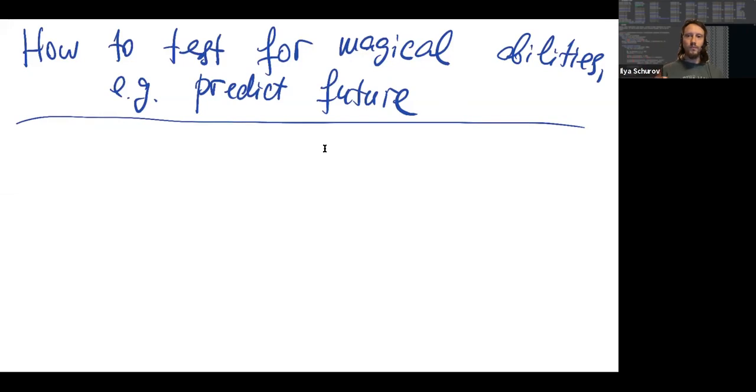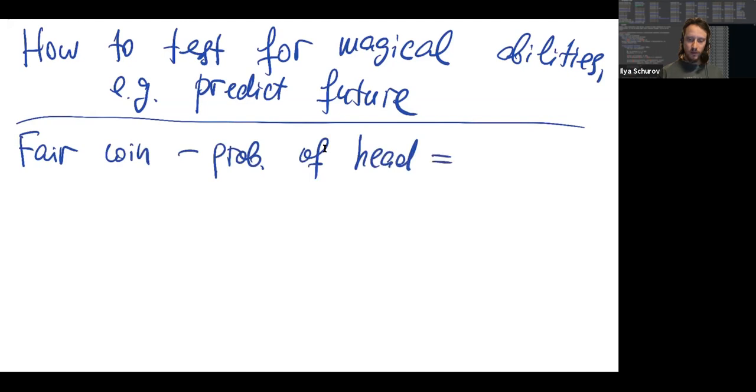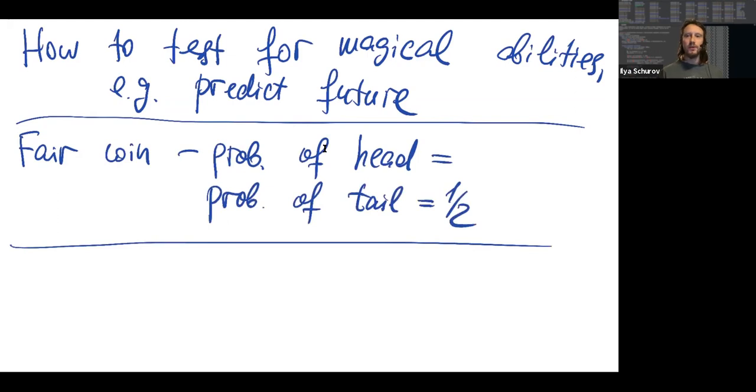If we believe that this coin is more or less symmetric, we don't have any reasons to believe that the probability that the coin lands with head is larger than tail or otherwise. So if we have a fair coin, then the probability of head is the same as the probability of tail, and it is 1/2. So this coin is called fair.